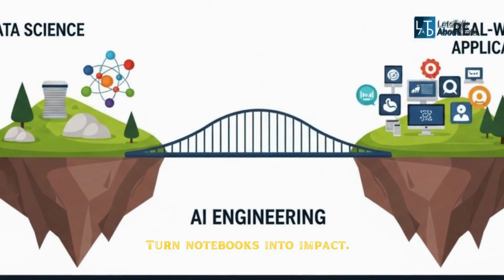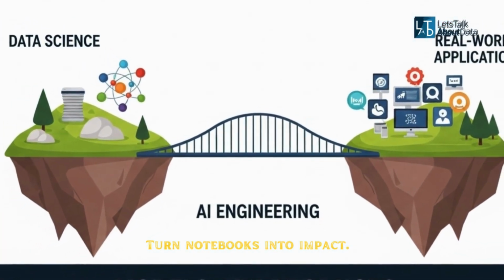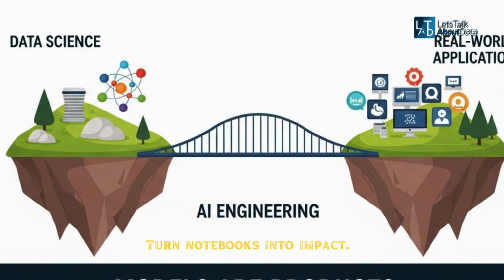So here's the big takeaway. AI engineering is the bridge between data science and real-world applications. It's where your models stop being code and start being products. If you're serious about building ML systems that actually make a difference, understanding AI engineering is non-negotiable.